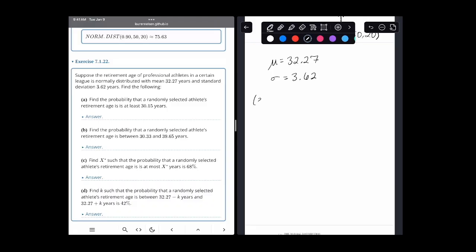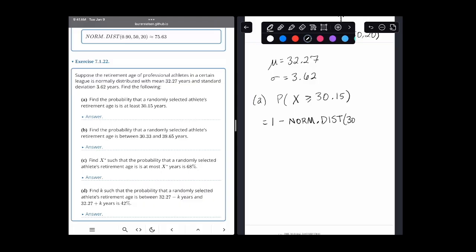And so part A wants us to find the probability that a randomly selected athlete's retirement age is at least 30.15. So at least means we're looking for an area to the right. So here we would do 1 minus norm.dist, and we want to find a probability or an area, so we're going to use dot dist.